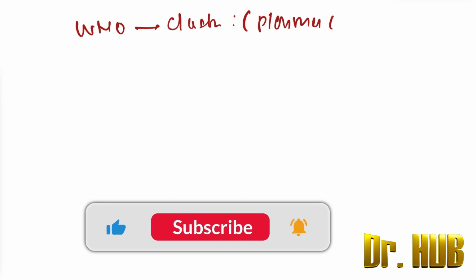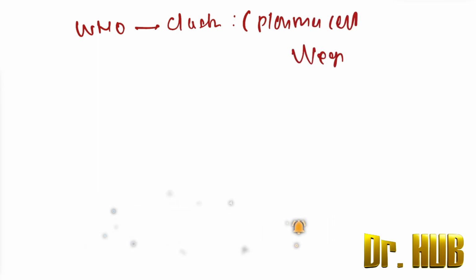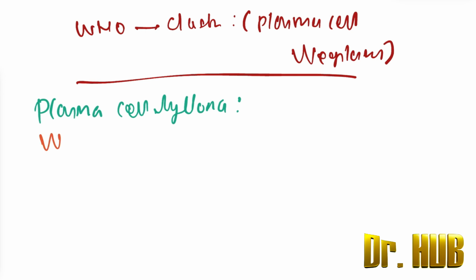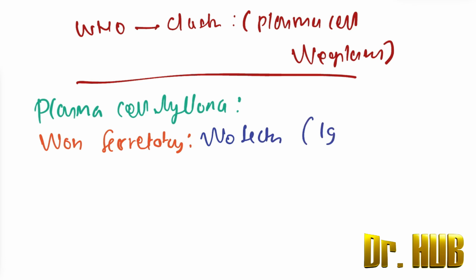The plasma cell neoplasms. So to start with, we look at the plasma cell myeloma. There is non-secretory and there is secretory. Non-secretory means there is no secretion, and this is of the IG, and there is no M component.